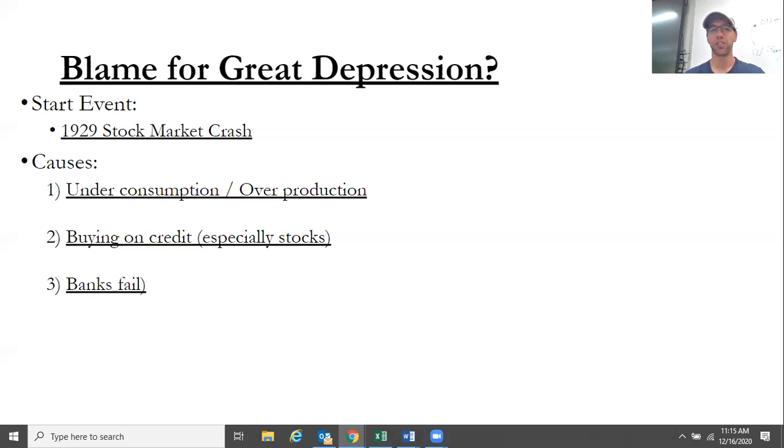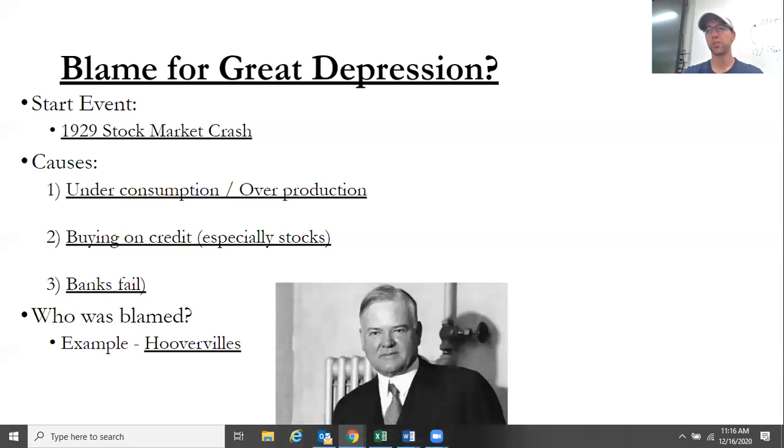And then all of a sudden the banks are going to fail. People were taking money out of banks for loans, and then they couldn't pay those loans back and the bank fails. And that all starts the stock market crashing, which leads to the Great Depression. Now, who is blamed for this? Herbert Hoover is going to be blamed for this, the president.